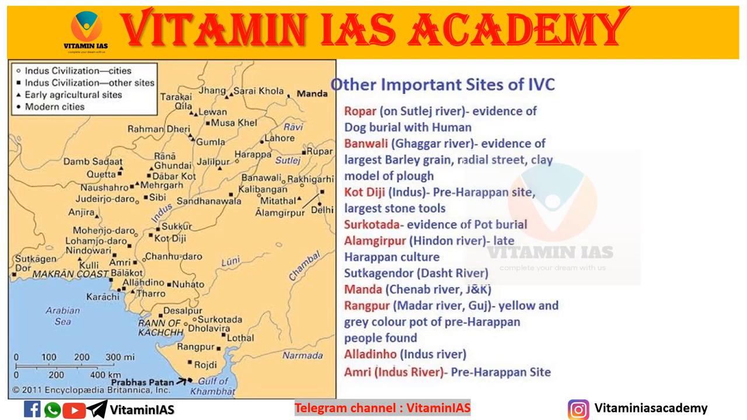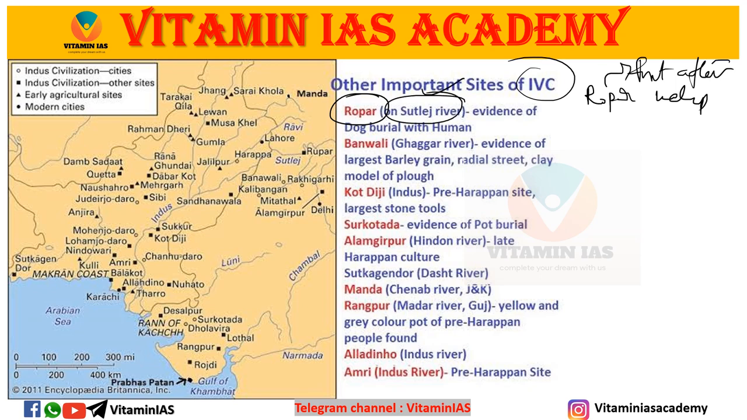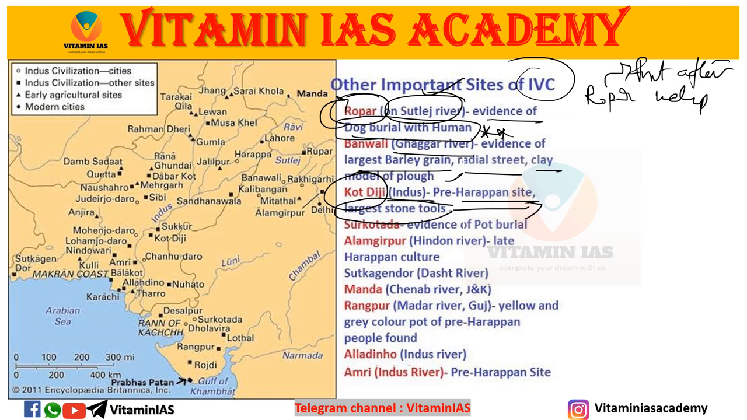Here you can see other important sites of the IVC. First one is Ropar. Ropar was the first site excavated after India got independence, on the bank of the Sutlej River. Evidence of dog burial with human, very important: dog burial with human, Ropar. Banawali, on the Ghaggar River: evidence of the largest barley grain, radial streets and a clay model of a plough. And Sorkotada, Kot Diji on the Indus River, a pre-Harappan site, and the largest stone tools you can see here.